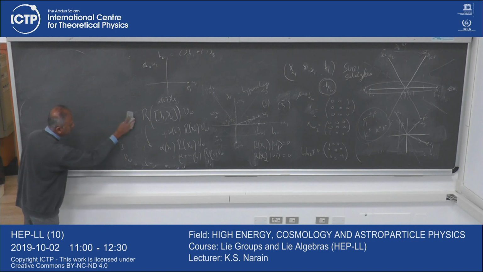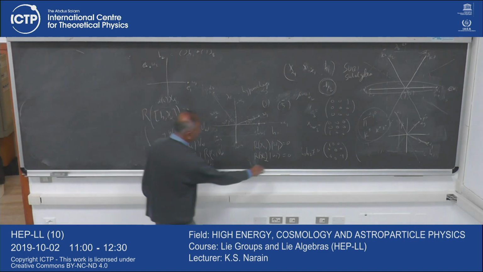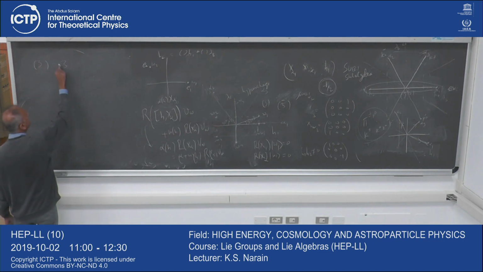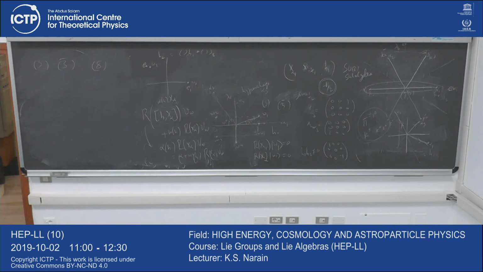Now let's talk a little bit about the tensor product of these representations. So we have the 3 representation and 3 bar representation, and of course the adjoint representation. These things we reasonably well understand in terms of eigenvalues, weights and roots. We understand that, no?